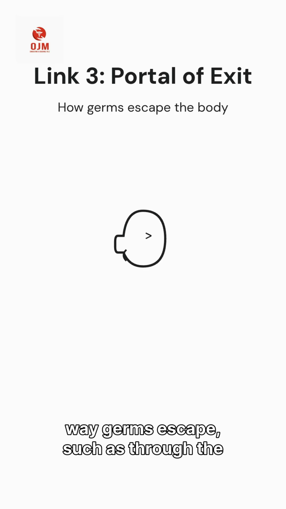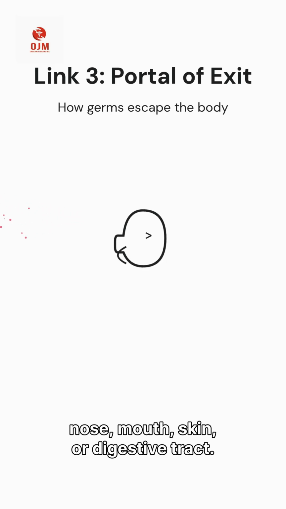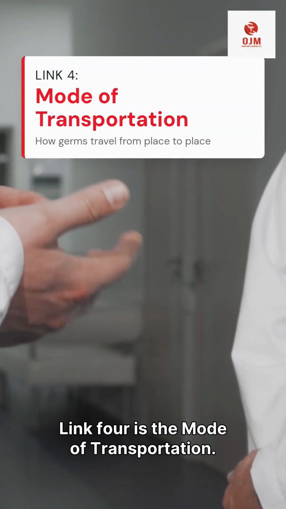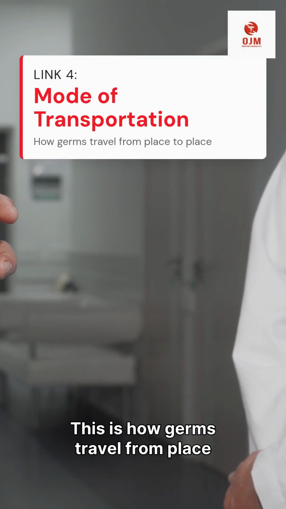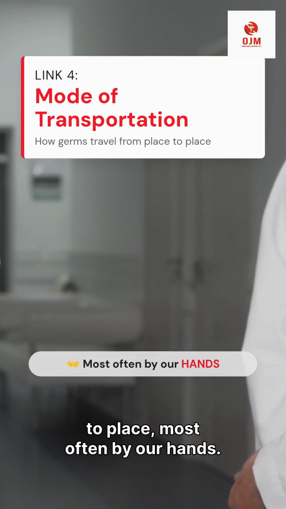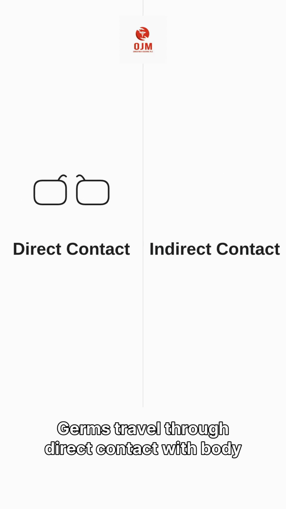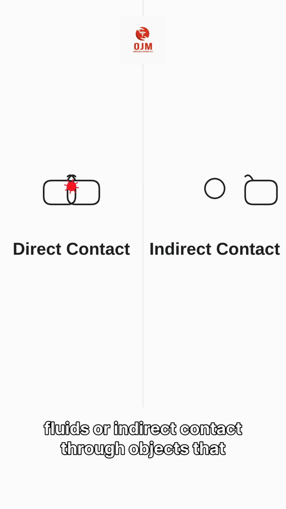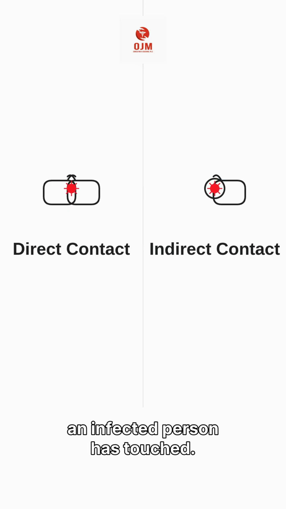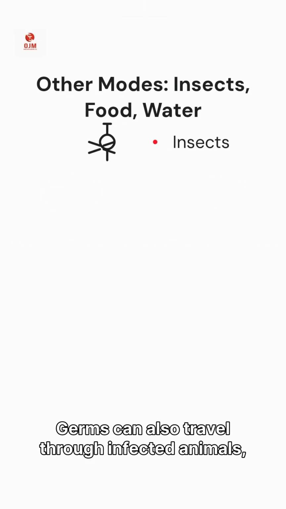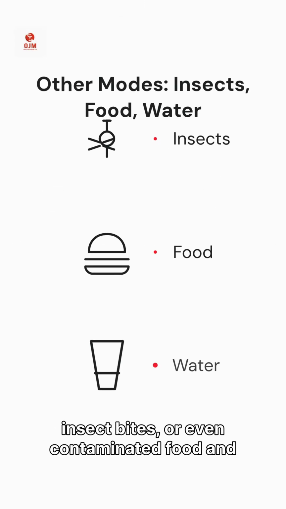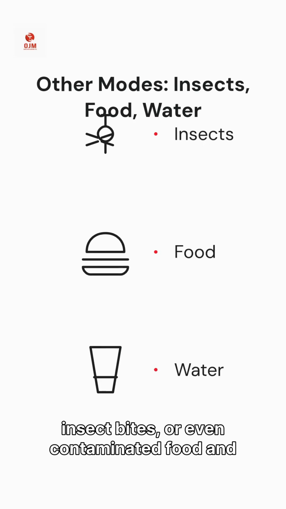Link 3 is the portal of exit, the way germs escape, such as through the nose, mouth, skin, or digestive tract. Link 4 is the mode of transportation. This is how germs travel from place to place, most often by our hands. Germs travel through direct contact with body fluids or indirect contact through objects that an infected person has touched. Germs can also travel through infected animals, insect bites, or even contaminated food and water.